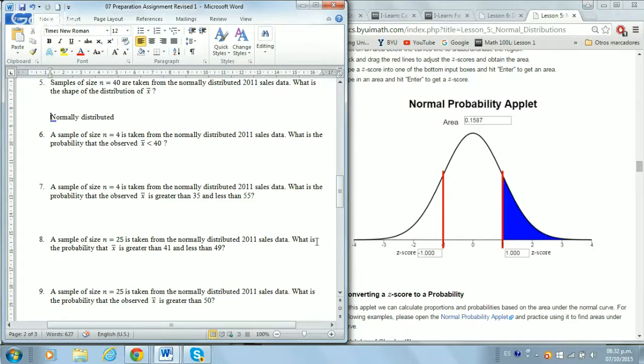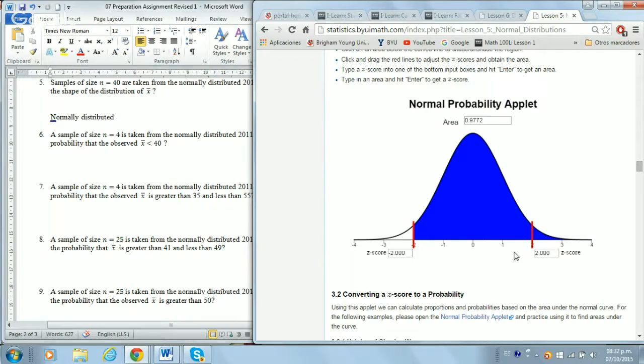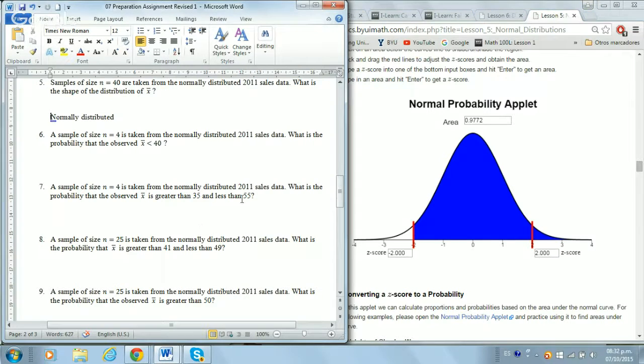So you would put the -2 and the 2 in the applet. And so that probability looks like 0.9545. So you put just -2 and 2, right? Yes. Okay, but what was the question? The question was that X has to be greater than 35 and less than 55.